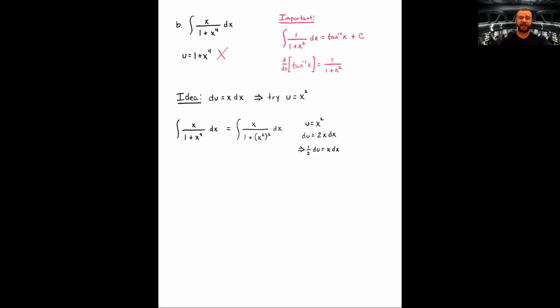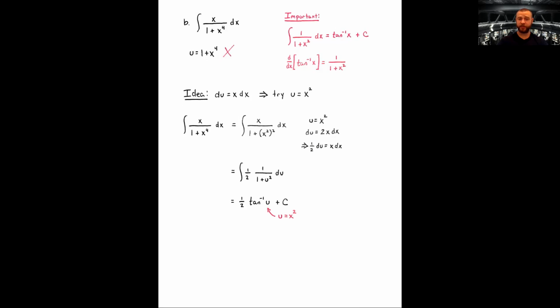If we choose u as x squared, du becomes 2x dx, and we can solve for x dx, divide that factor of 2 over as 1/2 du equals x dx. Now if you use your substitution and differential to rewrite that integral, we rewrote the denominator as 1 plus x squared squared. The part inside parentheses we can replace with u. We convert this entirely to u. We get 1/2 times 1 divided by 1 plus u squared du.